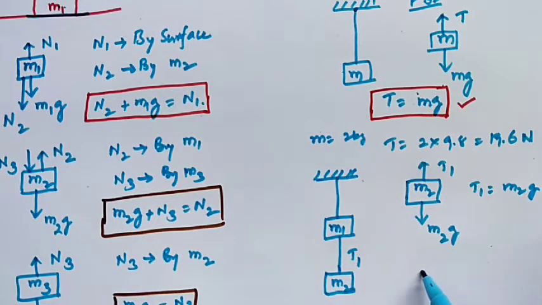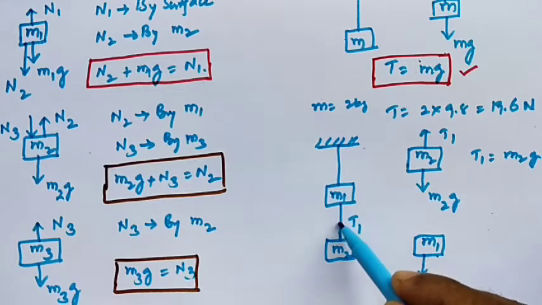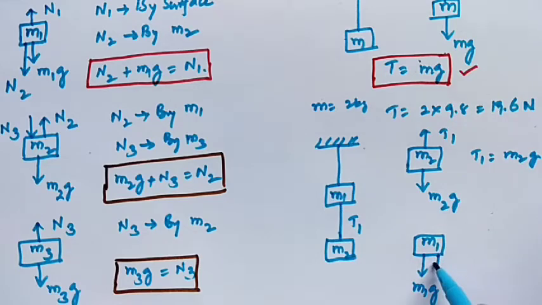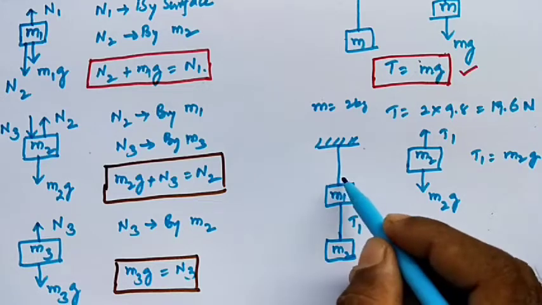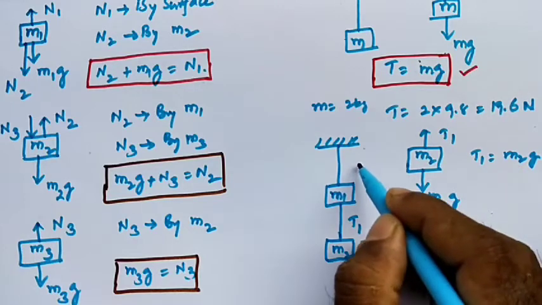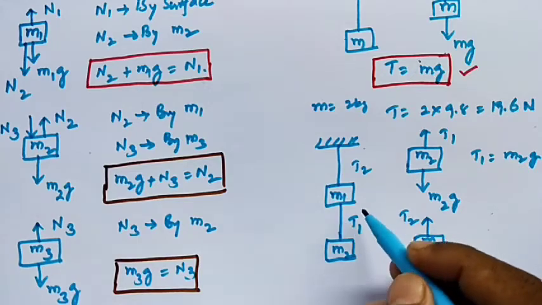Now the free body diagram of M1. How many forces are acting? One is the gravitational force, that is M1g. Always the gravitational force acts. Next, this string is pulling the body downward. Always a string pulls the body. The tension in this string is taken as T1. And next, this string is also pulling the body in the upward direction. Let us take this tension as T2. As the strings are different, the tensions will also be different.